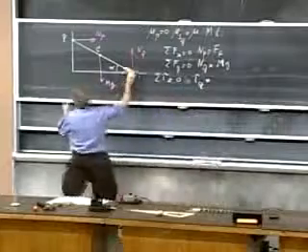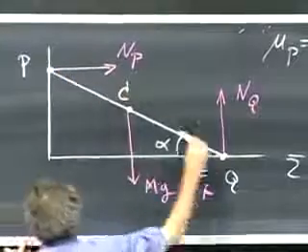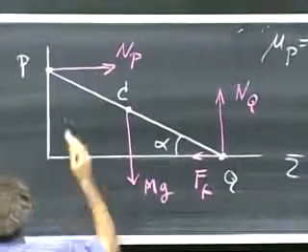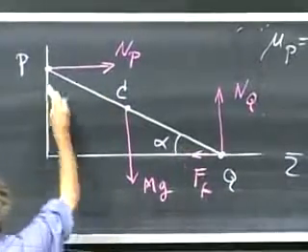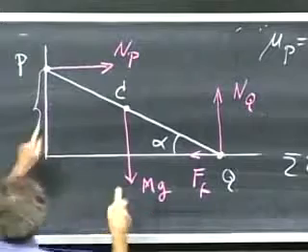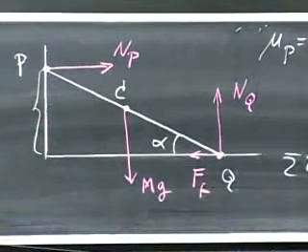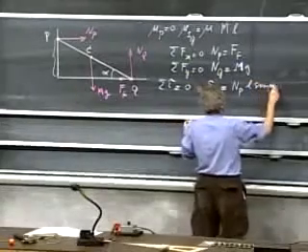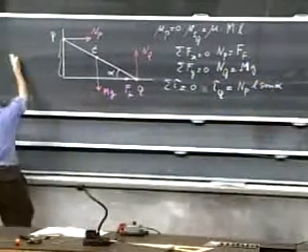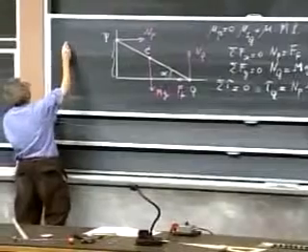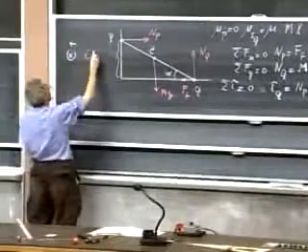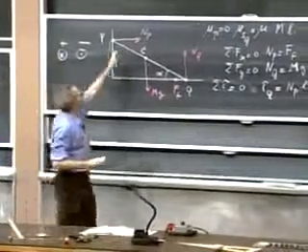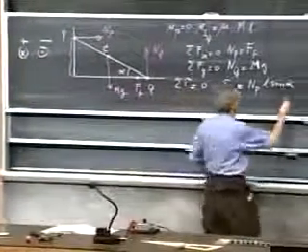So we have NP, the cross product of the position vector to this point times the force. Since the length is L and the angle is alpha, this is L sine alpha, so I'm going to get NP times L sine alpha. A torque that is into the blackboard I call my positive direction, and a torque that is out of the blackboard I give a negative direction. So this one is into the blackboard, so I call that positive.